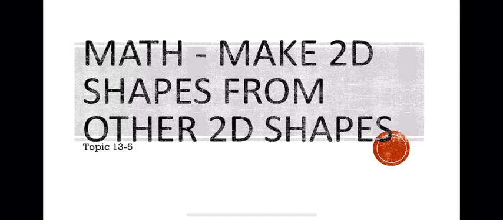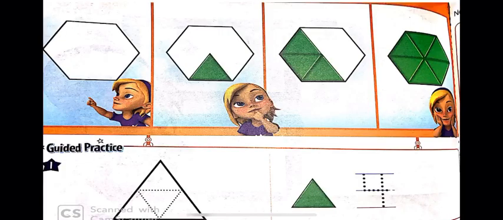Let's begin with our math lesson for today, topic 13, lesson 5. Today we will be learning how to make 2D shapes from other 2D shapes. First of all, we have to review our 2D shapes, which are circle, triangle, rectangle, and square. Please use the video links that I have uploaded for you to review the 2D shapes. Now, our lesson is about how to make shapes with other shapes.